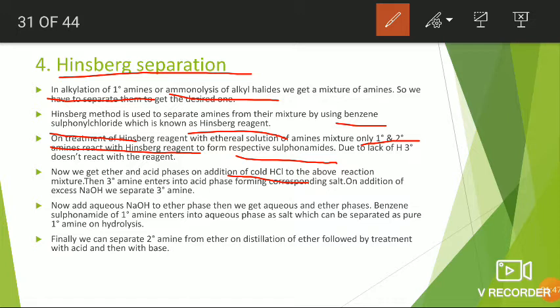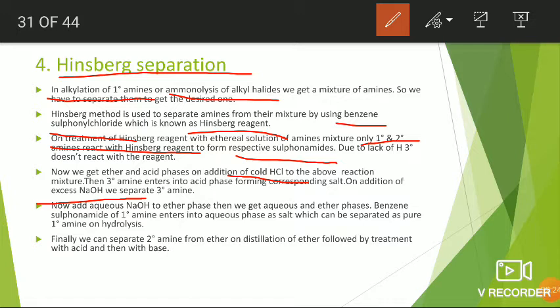After separating these two layers, we have to treat the acid layer, which contains the ammonium salt of the tertiary amine, with excess sodium hydroxide. On treatment with excess sodium hydroxide, we get a pure tertiary amine. Okay, now we have separated the tertiary amine from the mixture.